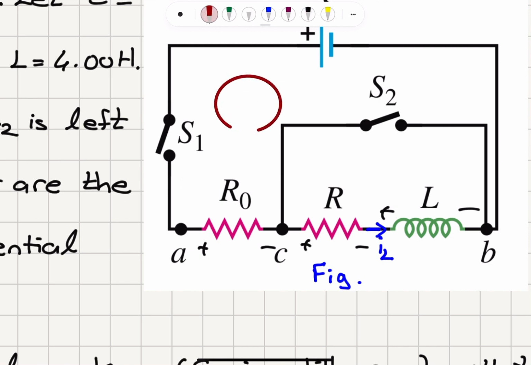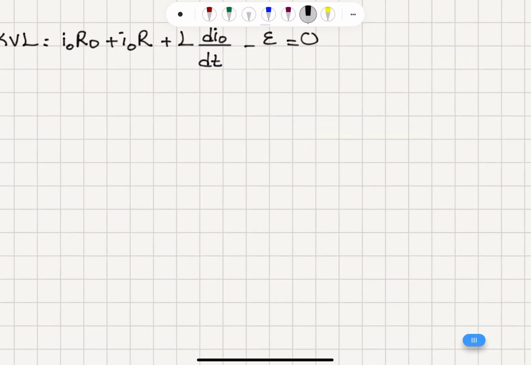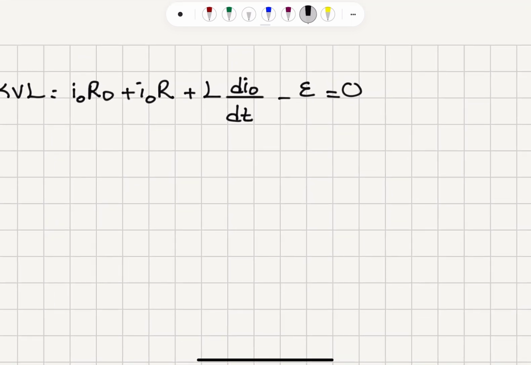So you can see that I started at this point, point A. So I have I0 R0, I0 R, L di/dt minus epsilon equals 0. So that's the differential equation. If I isolate L di0/dt, I will have L di0/dt is equal to epsilon minus I0 times (R0 plus R).